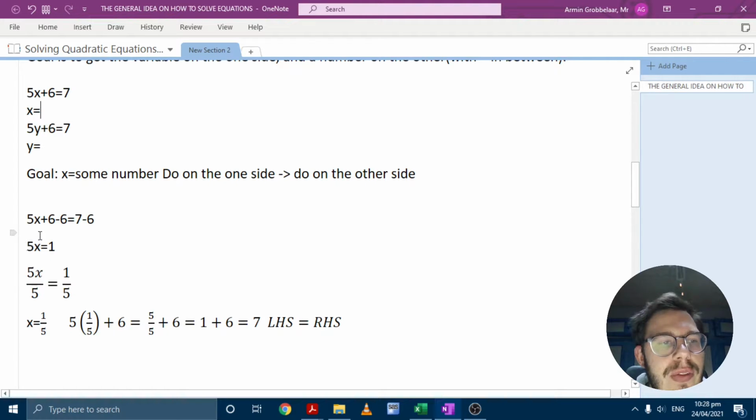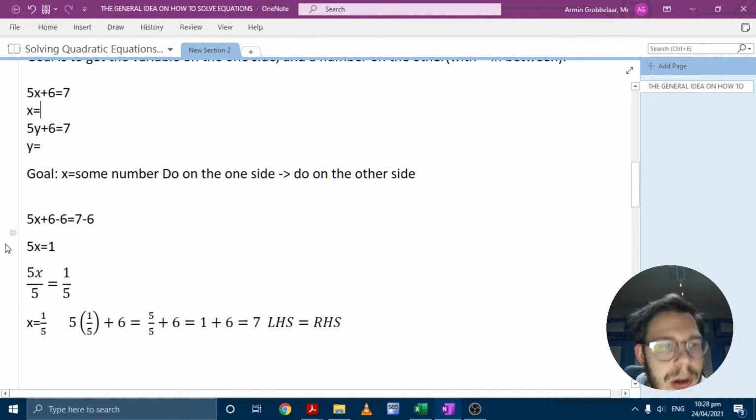So to get rid of that 5, we can divide by 5, because 5 divided by 5 is just 1, and 1x is equal to x. So we can divide by 5 on the left-hand side, but because we divided by 5 on the left-hand side, we also have to divide by 5 on the right-hand side. So then what we're left with is 5x divided by 5, which is x, and then we're left with 1 divided by 5 on the right-hand side.